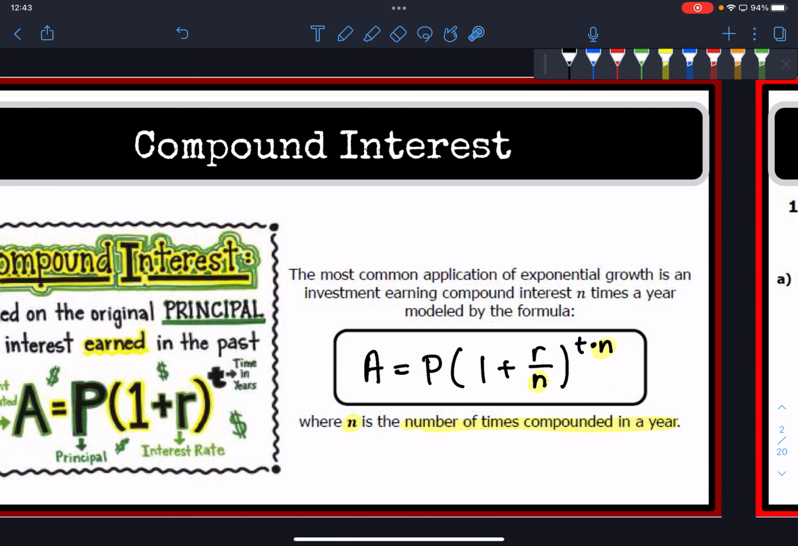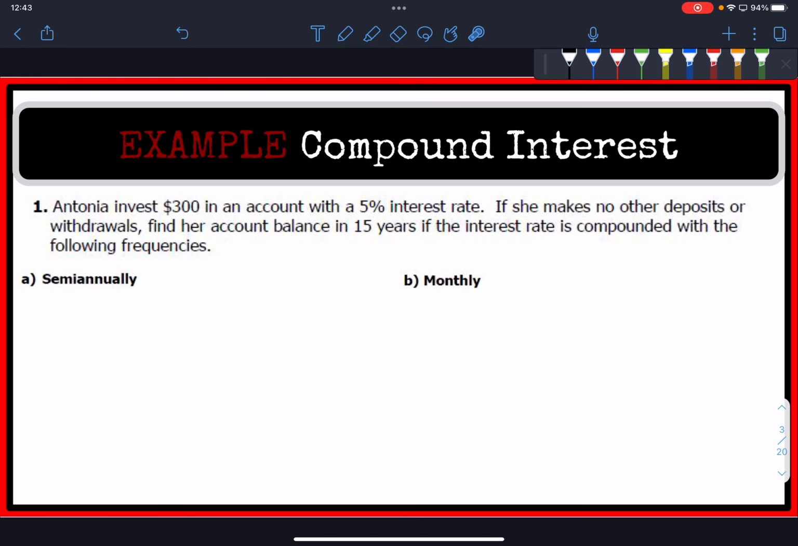So, for example, let's say that Antonia invests $300 into an account with a 5% interest rate. If she makes no more deposits or withdrawals, let's find the account balance in 15 years if the interest rate is compounded with the following frequencies. Let's say we're going to compound this interest semi-annually, which means we're going to compound it twice in a year. So the value of n is going to equal 2. So the account accumulated, the amount in the account, is going to equal P times 1 plus R divided by n, raised to the T times n.